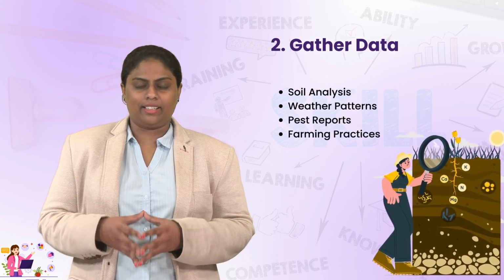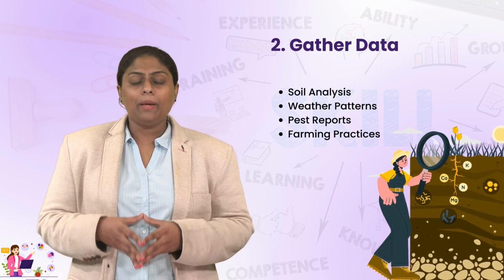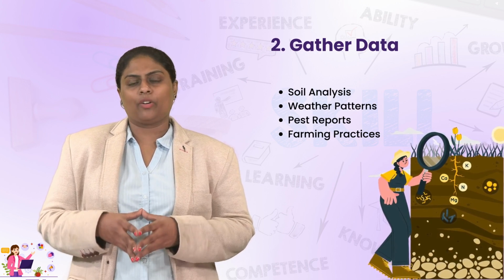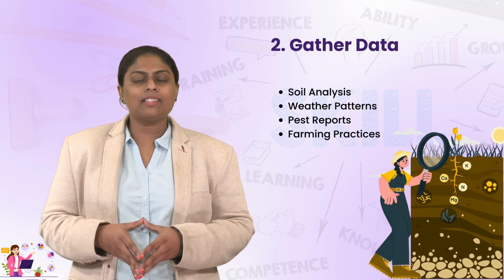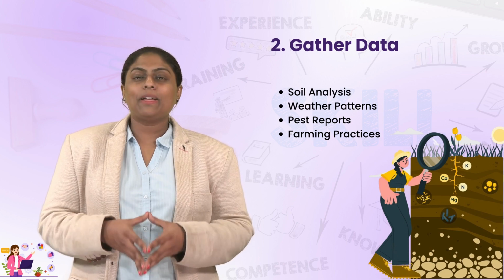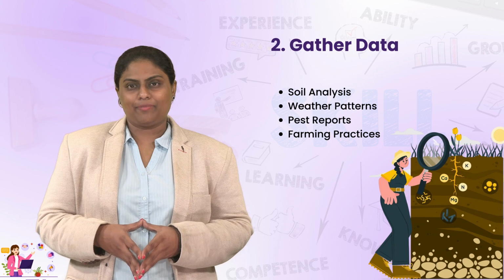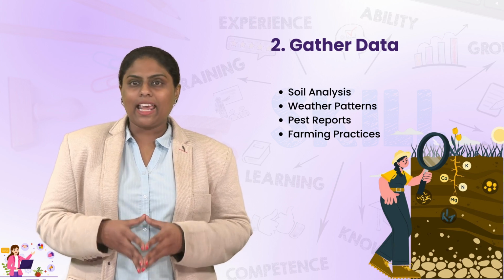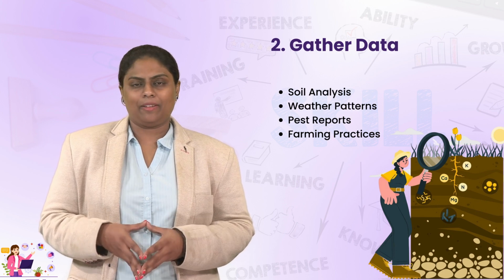Secondly, gather the data. First is soil analysis, nutrient level, pH balance, and moisture content. Weather patterns, rainfall, temperature variations, and drought conditions. Pest reports, presence of insects or disease outbreaks. Farming practices, irrigation schedules, pesticide use, and crop rotation history.